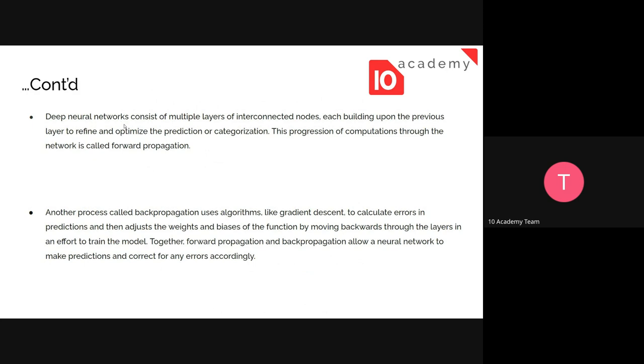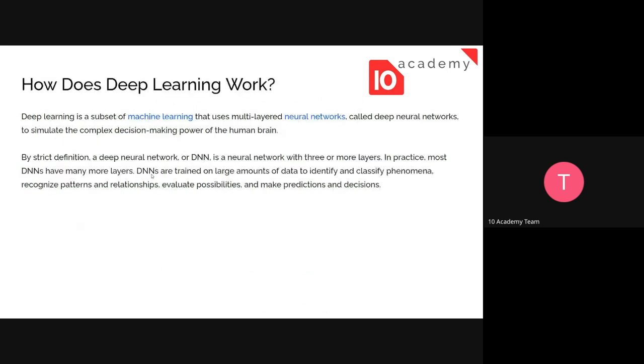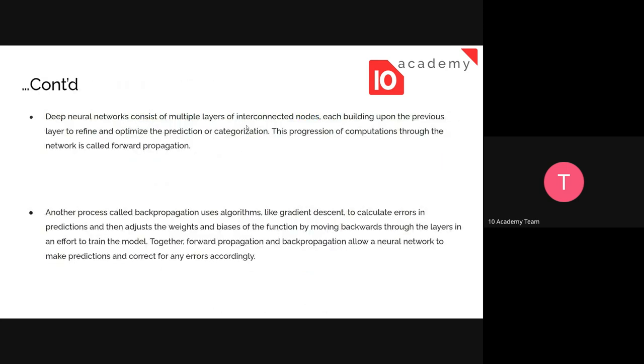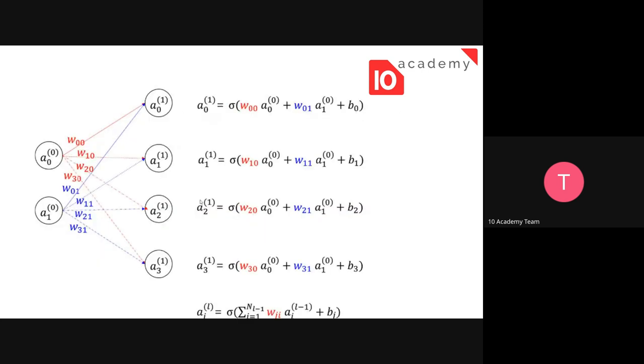So here, the network consists of multiple layers of interconnected nodes, each building upon the previous layer to refine and optimize. This progression of computation through the network is called forward propagation. So this is forward propagation. At the end, the value of A01, the first node of our first hidden layer, is going to be the summation of everything from the previous layer. That's the summation of the two, okay?